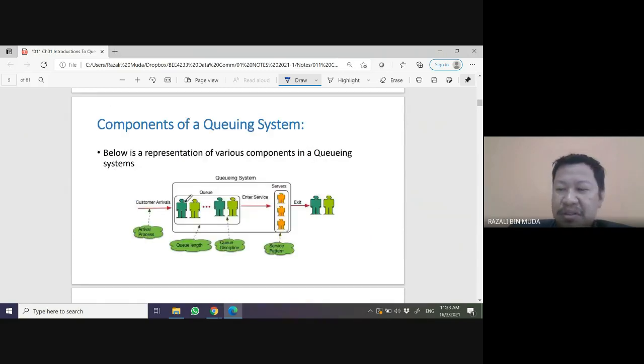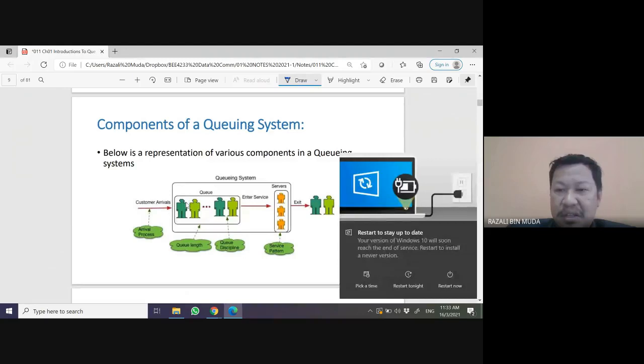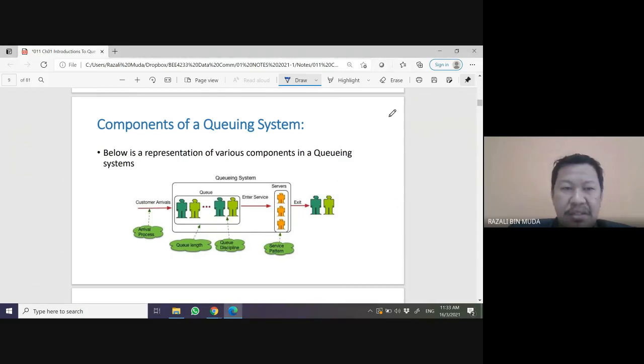This is an example of a queue system. This figure shows a common queuing system, the components of a queuing system. Below is the representation of the various components in a queuing system.